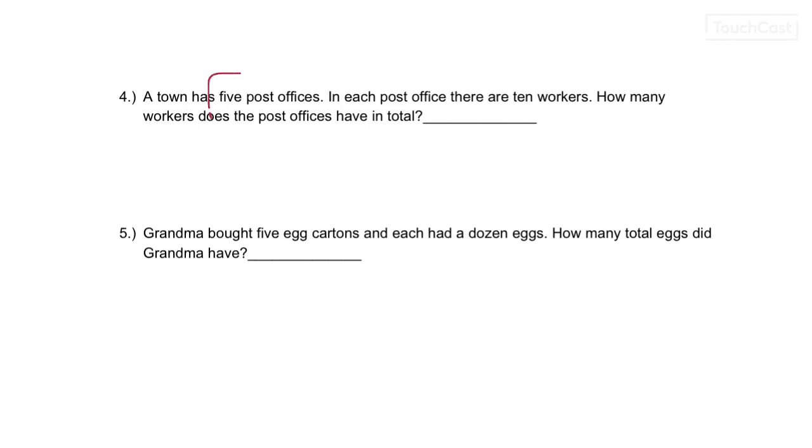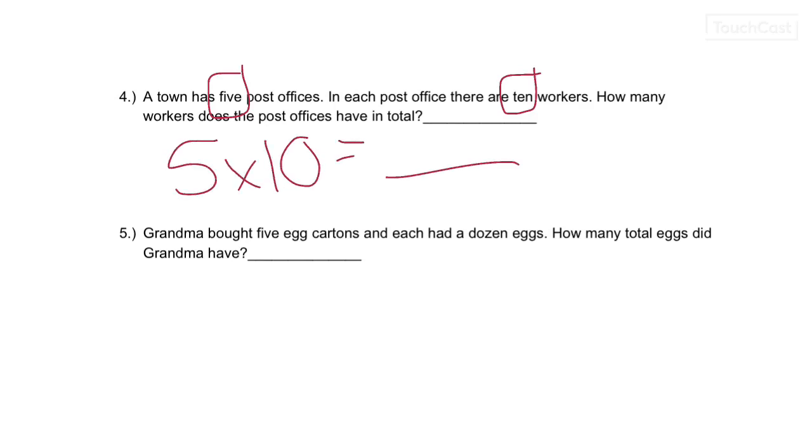The town has 5 post offices. In each post office there are 10 workers. How many workers do the post offices have in total? 5 times 10. So let's roll our fives 10 times. 5, 10, 15, 20, 25, 30, 35, 40, 45, 50. 50 workers. That's a lot of people.